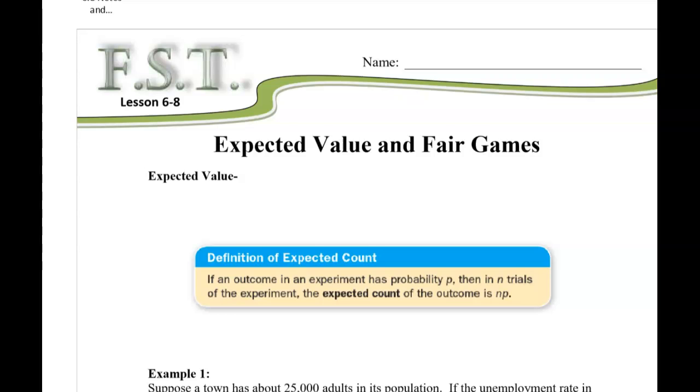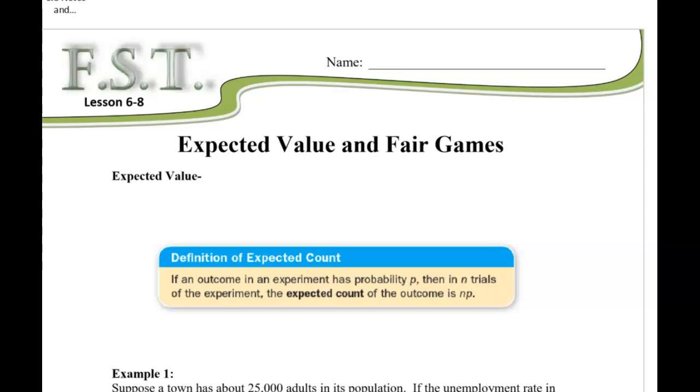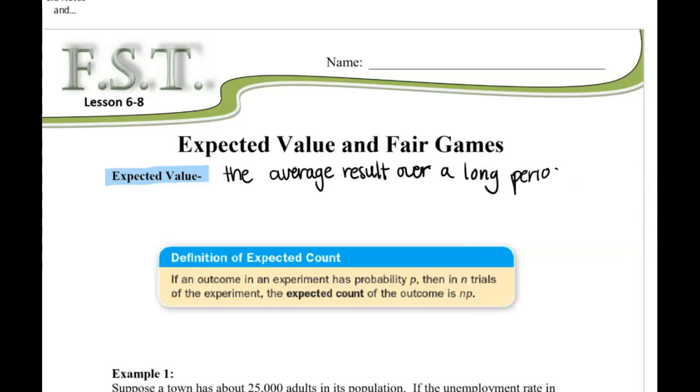Hello, lesson 6.8 is expected value and fair games. So expected value, first of all, is the average result over a long period of time. The average result over a long period of time.